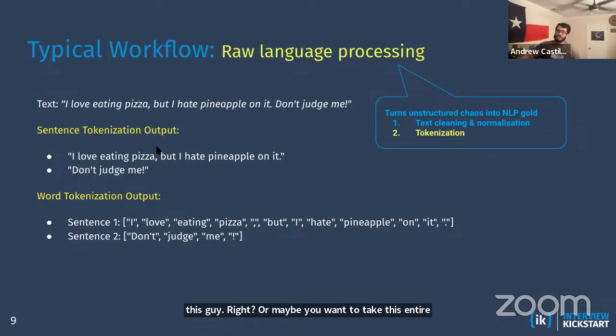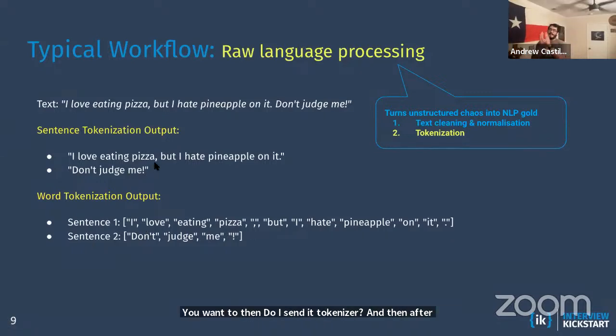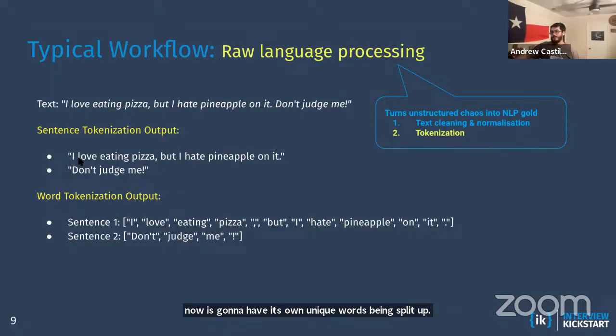Or maybe you want to take this entire text and do a sentence tokenizer, and then after each sentence, tokenize each sentence like this, so that each sentence has its own unique words being split up, okay? So you take each word and put it into its own format within a list, and you even keep the punctuation there. But in this case, maybe you don't even need to sentence tokenize it. Maybe you just want to tokenize the entire text from the get-go. That's also okay.